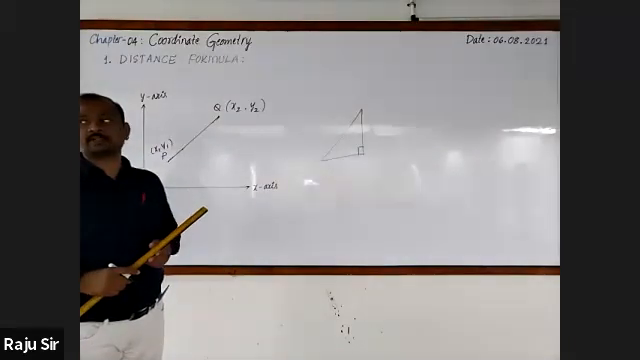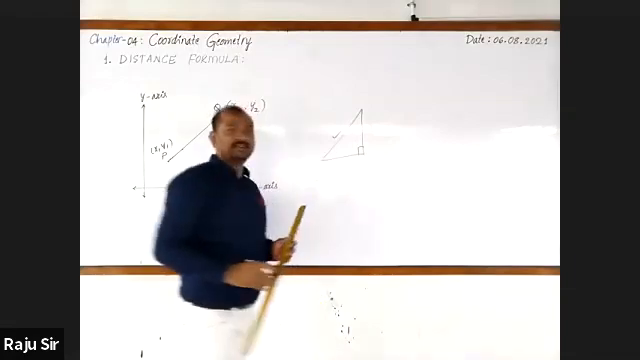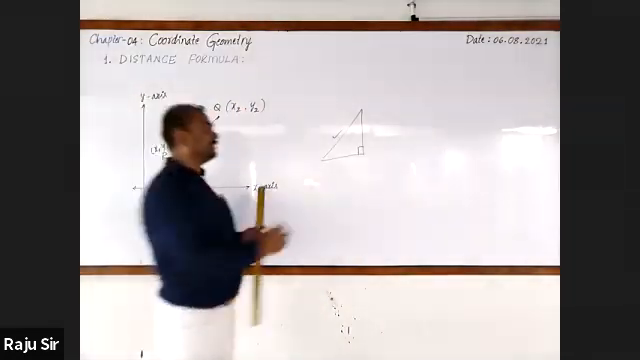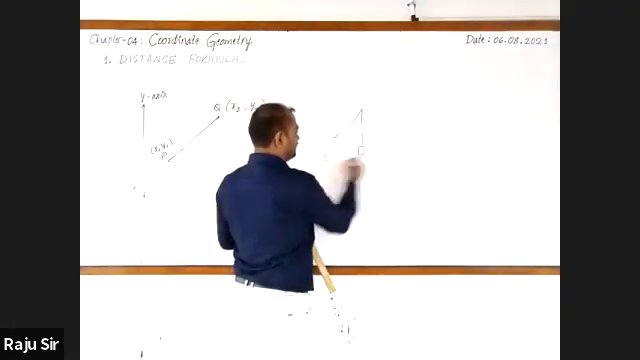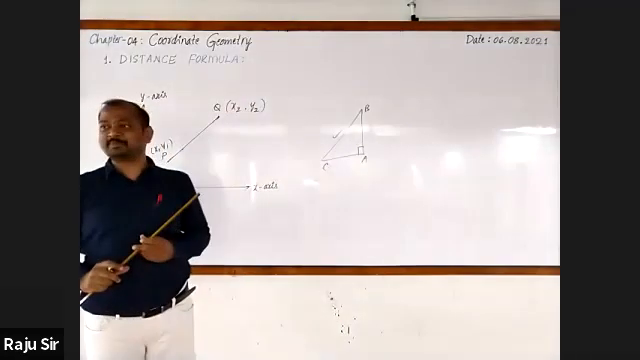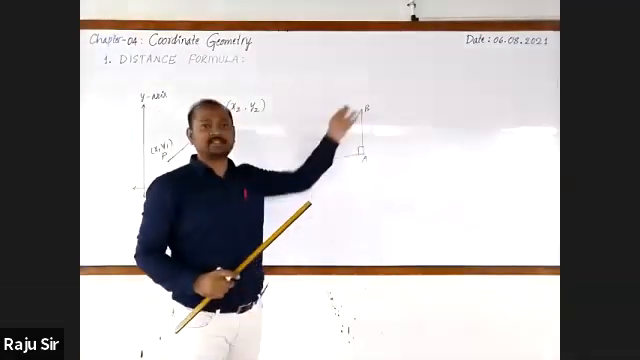What is that Pythagoras property? In triangle ABC, AC square is equal to AB square plus BC square. Or BC square is equal to AC square plus AB square.